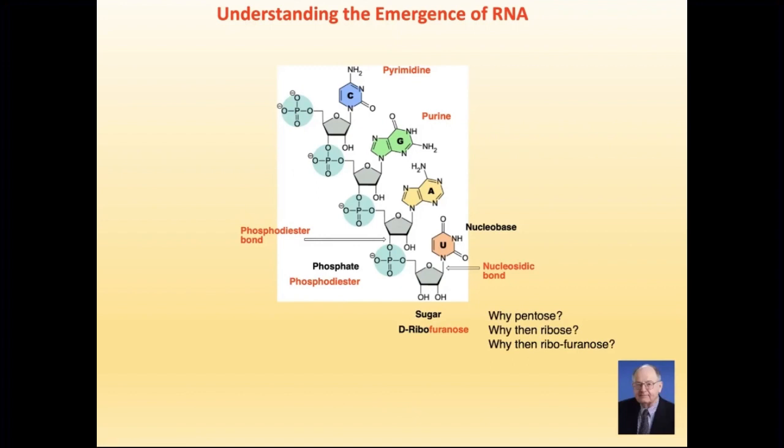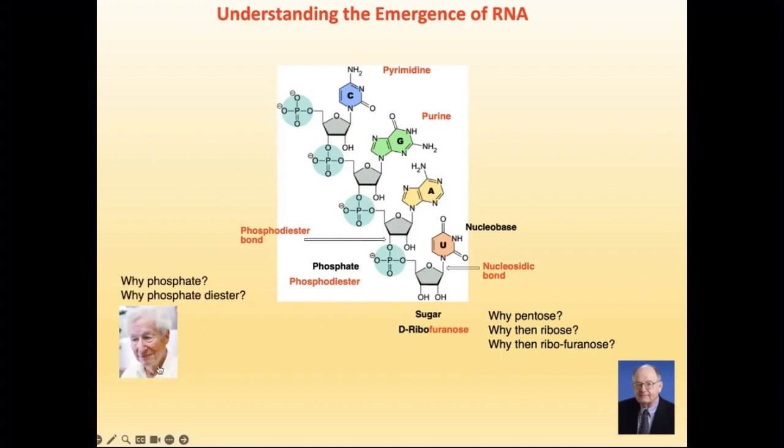This is my professor under whom I trained, Albert Eschenmoser, who started asking these kinds of questions. Why a 5-carbon sugar? If you count the number of carbons, 1, 2, 3, 4, 5, it's a 5-carbon sugar known as a pentose. But among the pentoses, there are 4 different pentoses. Why ribose? And then why this 5-membered ring? This furanose refers to the 5-membered ring.